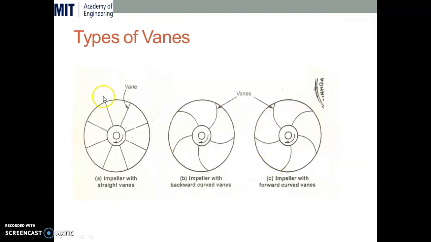Then, similar to the pump, we have three types of vanes used in the centrifugal compressor. The first one is the impeller with straight vanes, also called radial vanes. Then the impeller with backward curved vanes and the impeller with forward curved vanes. When the concavity of the vanes is opposite to the rotation of the wheel or impeller, it's called backward curved. We can say there is a convex part in the direction of rotation and a concave part in the opposite direction. Opposite to this, in forward curved vanes the concave part of the vanes is in the direction of the wheel or impeller, so it's called forward curved vanes.